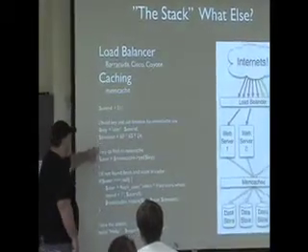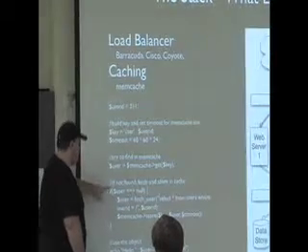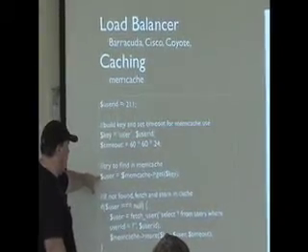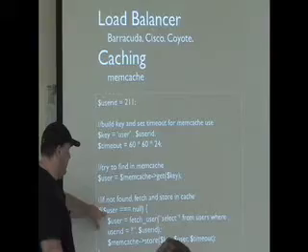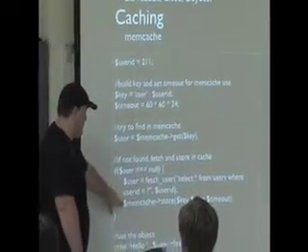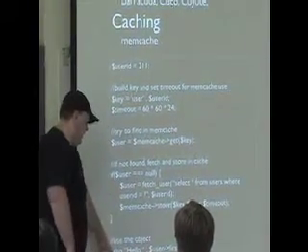So we're looking for the user with ID 11. We're checking to see if it's in Memcache. If it's not found, we select it out, put it in Memcache on the way back, and then we have the object here.